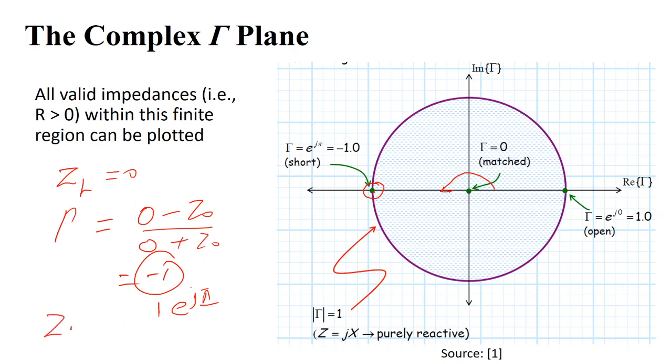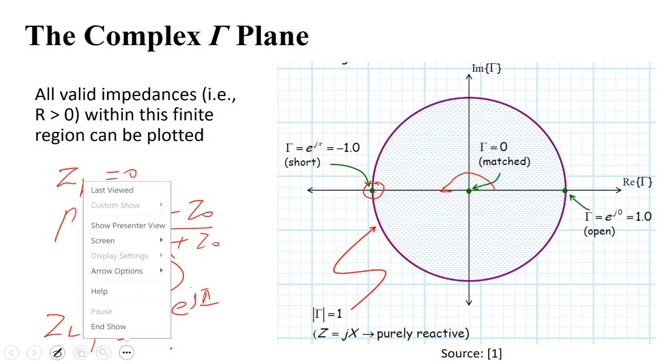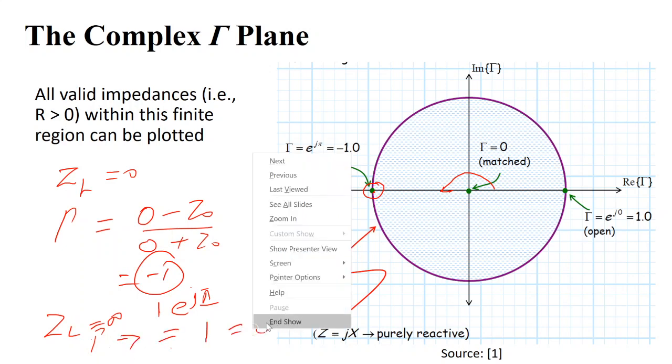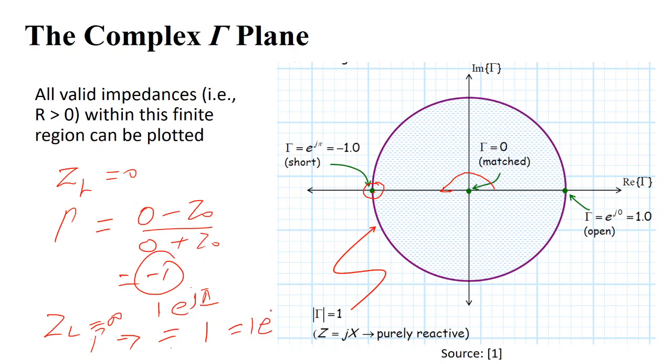Similarly, for ZL equals infinity, gamma comes out to be 1, which equals 1 e to the power j0. So phase is 0, the value is 1, so this will lie here. This is 1. Similarly, if the load is matched, ZL equals Z naught, you have (Z naught minus Z naught) over (Z naught plus Z naught), you will get 0 here. So the matched load will be at this point here.